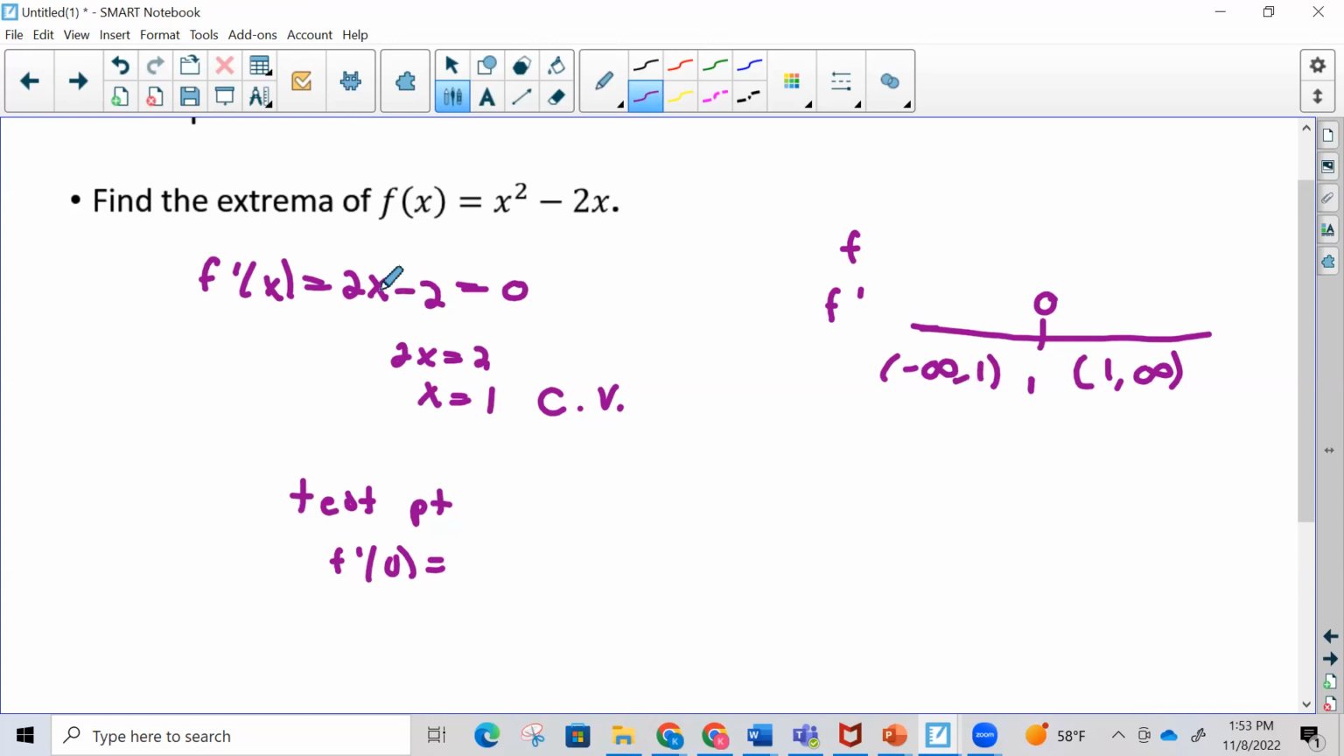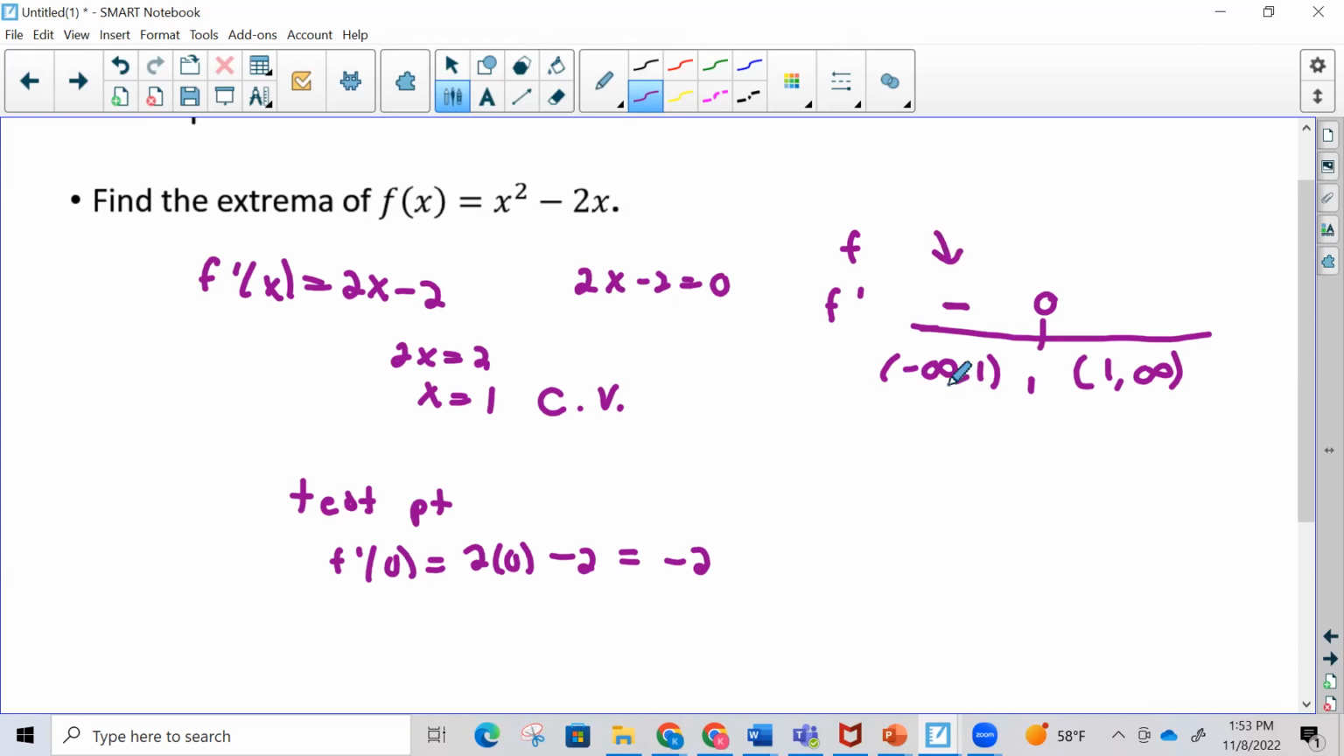So f prime of 0, I plug it into the derivative. I get 2 times 0 minus 2. So 2 times 0 is 0, and minus 2 is negative 2. So this is negative. So I'm just going to put a negative sign because it's negative. So from negative infinity to 1, the slope is negative and it's going to be decreasing.